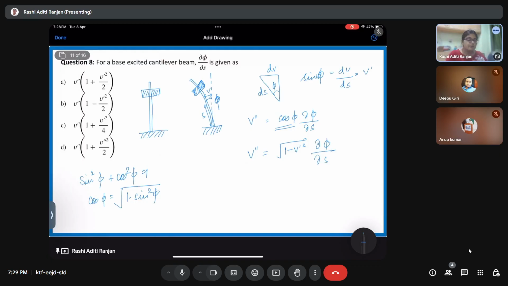So what can I write del phi by del s as? I can bring under root 1 minus v dash square to this side. So del phi by del s is going to be v double dash divided by under root of 1 minus v dash square. This is what I am going to get. Though this is the correct equation, you see in the options it is not given. In the option, the v dash square is multiplied with v double dash.